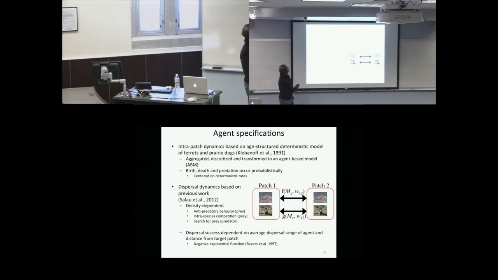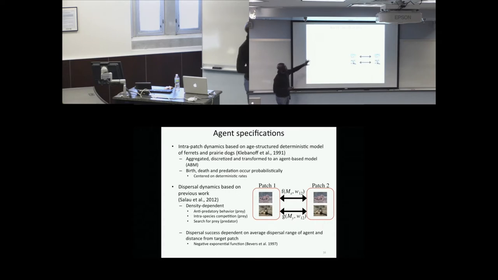And so when building this model that we're going to use to approximate prairie dog dynamics, we didn't start from scratch. Alan Hastings and Aaron Klavanoff worked with, I guess, the most recent prairie dog ferret model I know, which is from 1991, but it was all we could find at the time. And so the agent-based model I built up in the end is based on this age-structured deterministic model that they worked on in the early 90s.